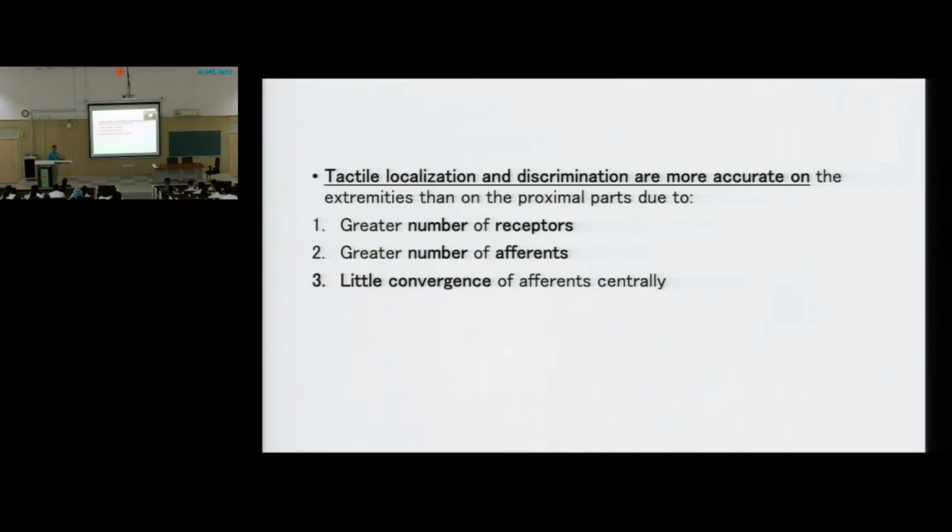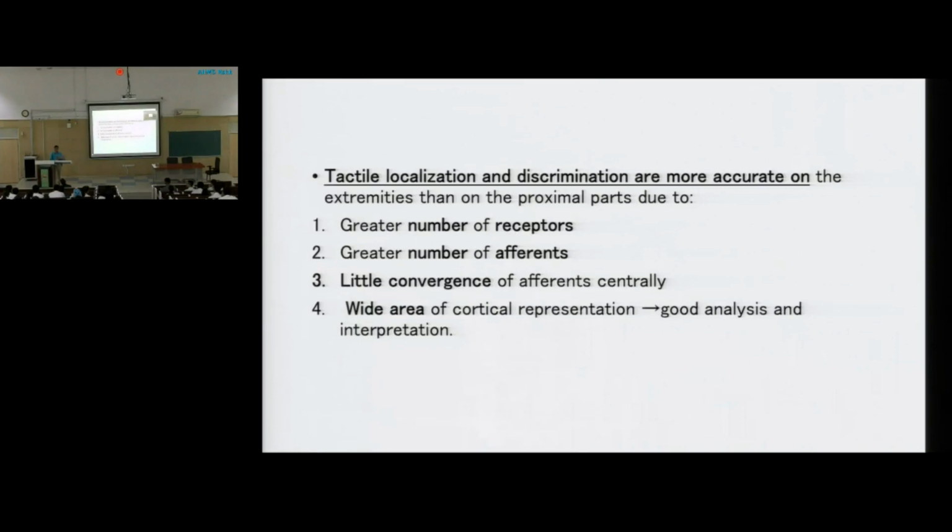The less the convergence, the greater the 2-point discrimination. Next, another important entity is a wide area of cortical representation, for good analysis and interpretation. Later on we will see in the sensory homunculus that different areas of your body are allotted different amounts of area in the somatosensory cortex. So for your extremities like fingertips, a larger amount of area is given in the cortical circuitry. The more the area, the more the representation of that body part in the cortex, and the greater the tendency for 2-point discrimination. Clear?